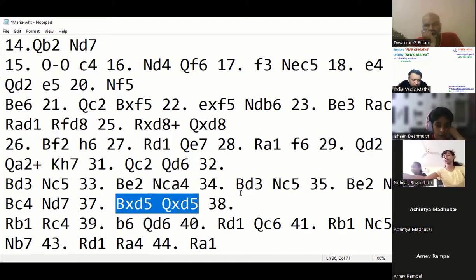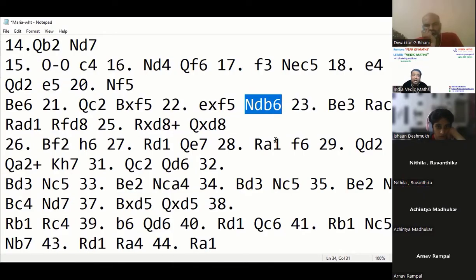Bishop captures on d5, queen captures on d5. Queen captures on d5. What about this? This is a very bad one. Ndb6. A difficult one. Very difficult one, guys. That's why I asked Ishan, because he is very good in chess. So, guys, the problem is, N represented what? Knight. Correct? b6 means coming to the b6 position.